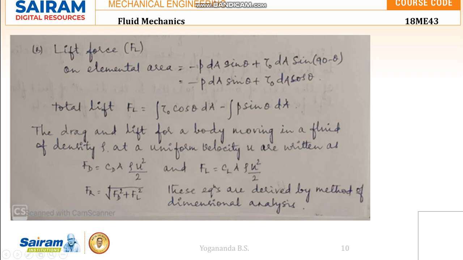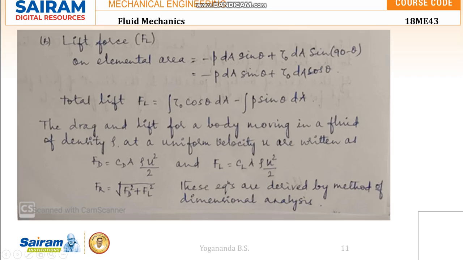So the drag and lift for a body moving in a fluid of density rho at a uniform velocity u are written as this FD and FL. These two equations are derived by the method of dimensional analysis. We'll have the proof for this, and the resultant force is the square root of FD square plus FL square. Now we'll see how we have arrived at these equations.